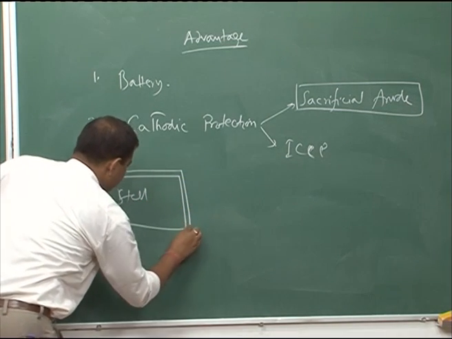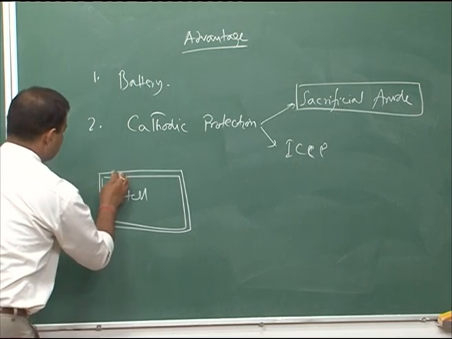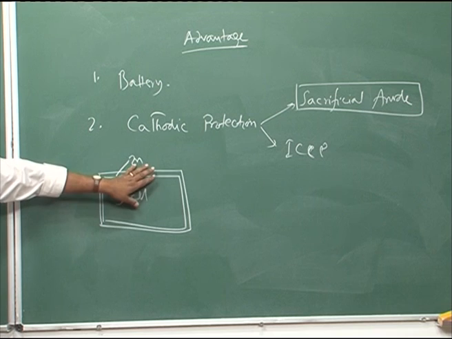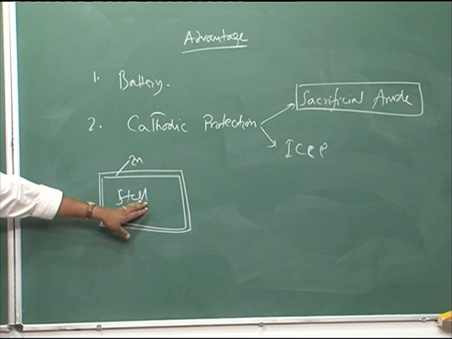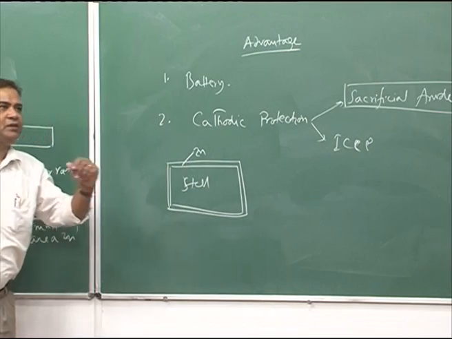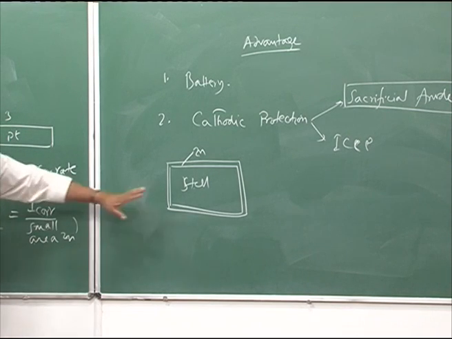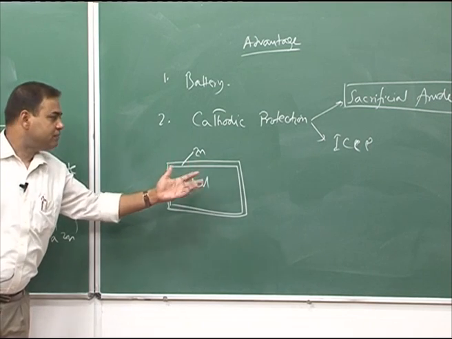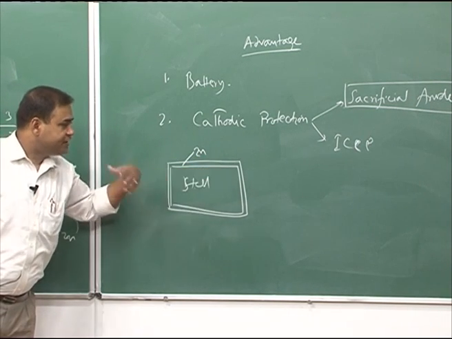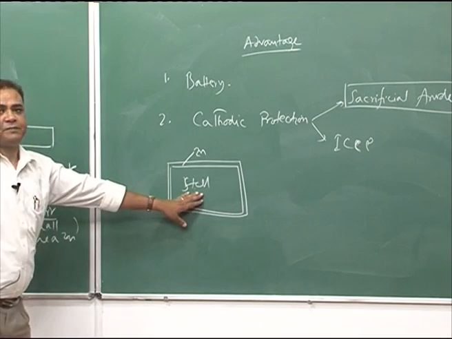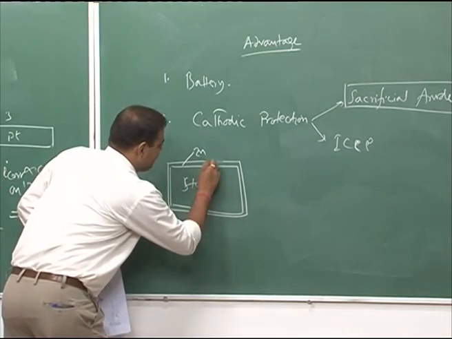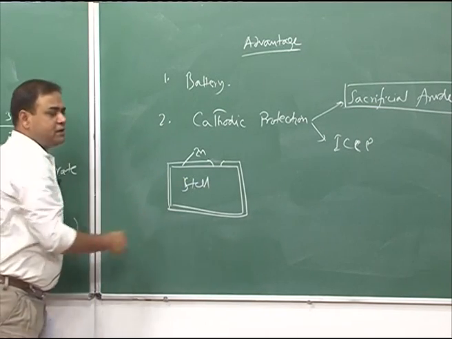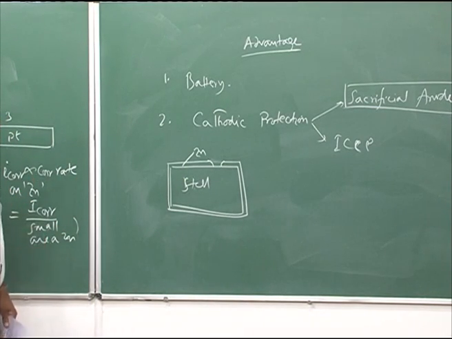In case of galvanization, we put a zinc coating, and the zinc acts as anode and steel acts as cathode. The cathodic reaction, which is the oxygen reduction, happens on the steel surface, and zinc will dissolve, and when it dissolves, it protects the steel surface. How? Let us say some part is broken.